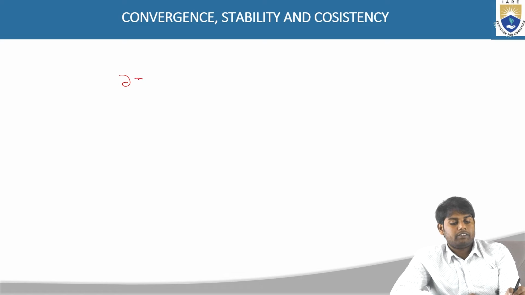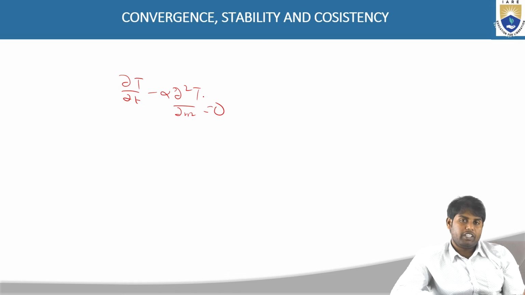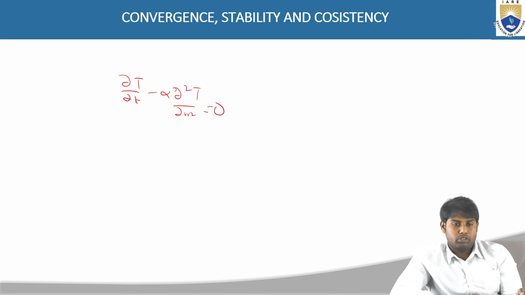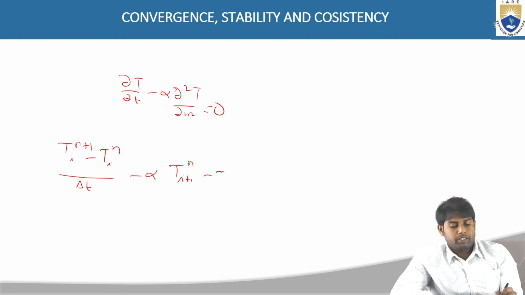Let's say you have the heat transfer diffusion equation, ∂T/∂t. The same approach applies. T of i to the power of n plus 1 minus T of i to the power of n divided by delta t, minus alpha into T of i plus 1 to the power of n minus 2 T of i to the power of n, and so on. This is not a forward difference.